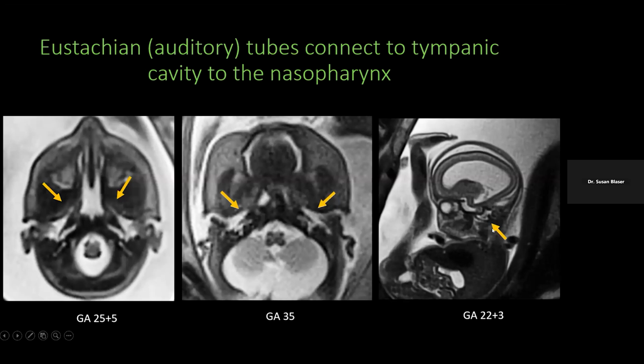But again, this infant was not sent to us to evaluate the inner ear structures or the external ear structures. So again, you can see that you've got your ossicles here, and you have your continuity. Taking a look on your axial views, here's a 25-weeker and a 35-weeker. Here is the actual eustachian tube extending into the nasopharynx.